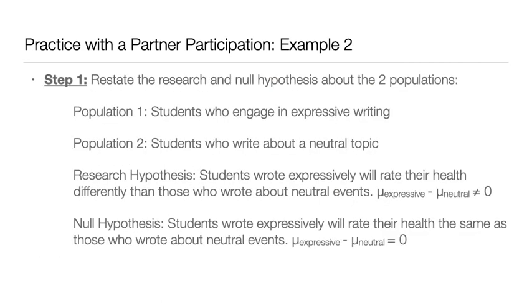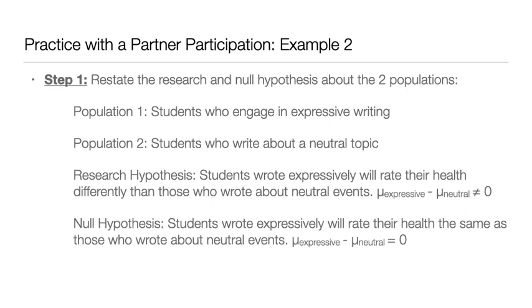So step 1, we're going to restate the research and null hypothesis about the two populations. First, we need to know who those populations are. So students who engage in expressive writing is our first population, and our second population is students who write about a neutral topic. Our research hypothesis is students who wrote expressively will rate their health differently than those who wrote about neutral events. And we need that mathematical expression as well. So the population mean for the expressive group minus the population mean for the neutral group will not equal 0.